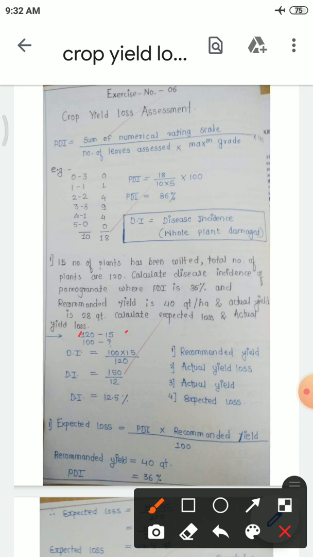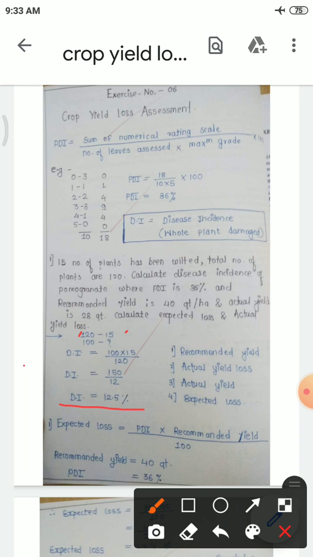So for disease incidence, as we know, it is calculated in percentage. Out of 120 plants, 15 plants get damaged, so out of 100 plants, how many plants get damaged? By putting the values in the given formula, 100 into 15 divided by 120, the disease incidence is calculated as 12.5%. So this is the value of disease incidence, 12.5%.